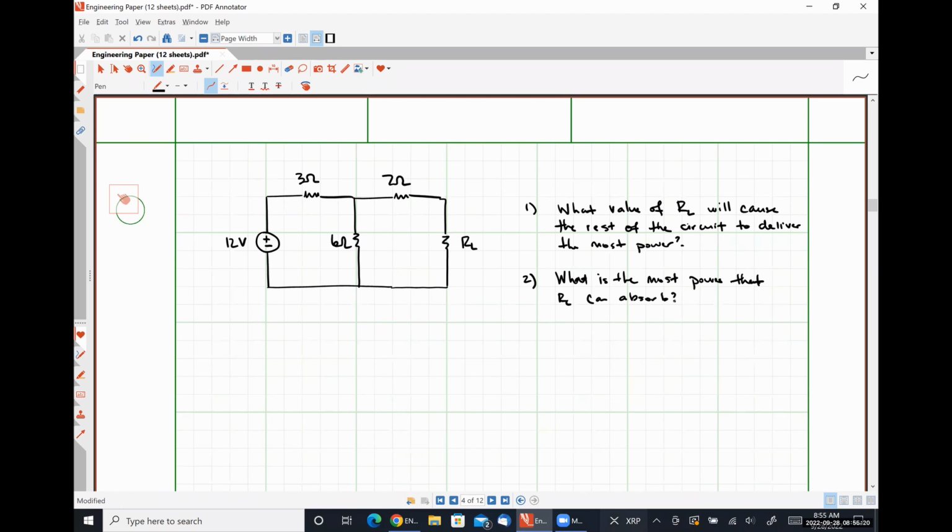So what we're going to do for part one of this question is use our source transformation techniques until we have either a practical voltage source connected to that load resistor RL or a practical current source connected to that load resistor RL. And then once we have that, whatever that RS is for that practical source tells us the answer to number one. And then the answer to number two requires us to know that RS so we can simply plug it into our maximum power transfer equation, okay?